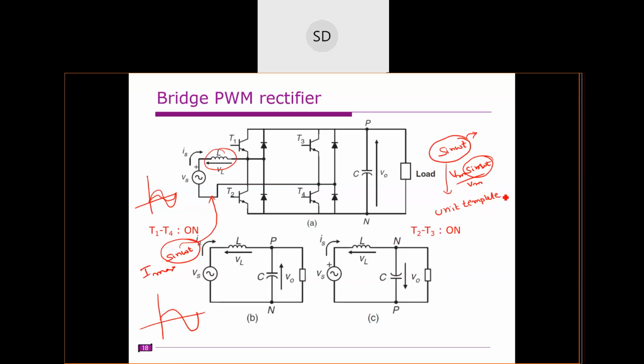So this is known as unit template. That means its magnitude is varying from +1 to -1, or +1 to 0, or 0 to -1. Right? So it is known as unit template. Clear?